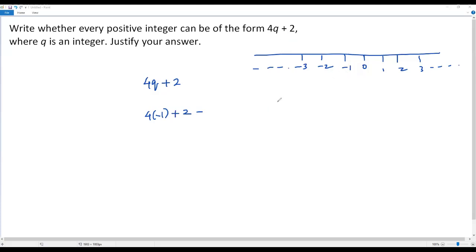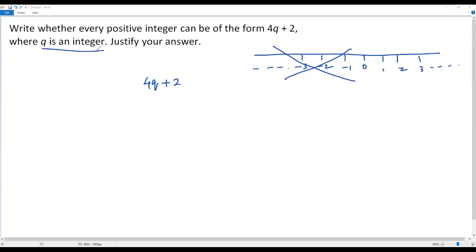What about the other negative integers for q, that is -2 or -3? For example, if I take the integer -2 for q, what will happen? That is 4 times -2, that is -8 + 2, equal to -6. Again, I am getting a negative value for this expression. What about -3? Even if I take -3 for q, 4 times -3 is -12, + 2 equals -10. So for all the negative integer values, I am getting a negative value for this 4q + 2. That's not possible because the question says every positive integer can be of the form, so it has to be a positive integer. So now we can reject the negative integer values for q.